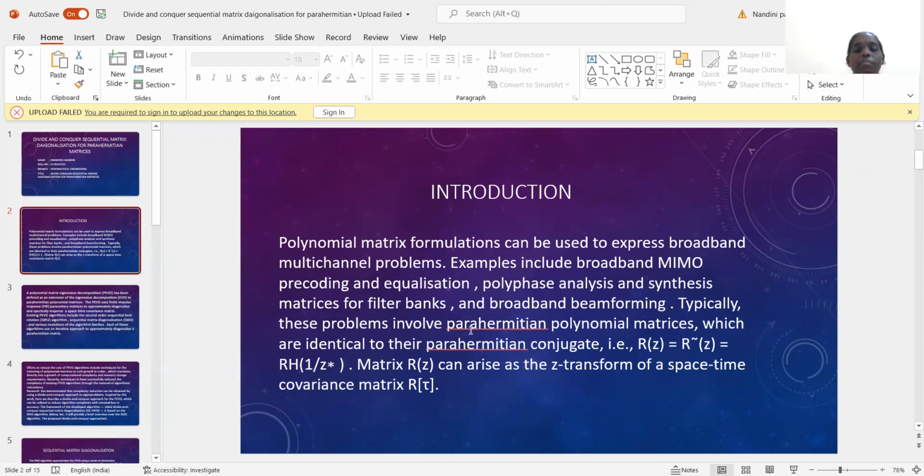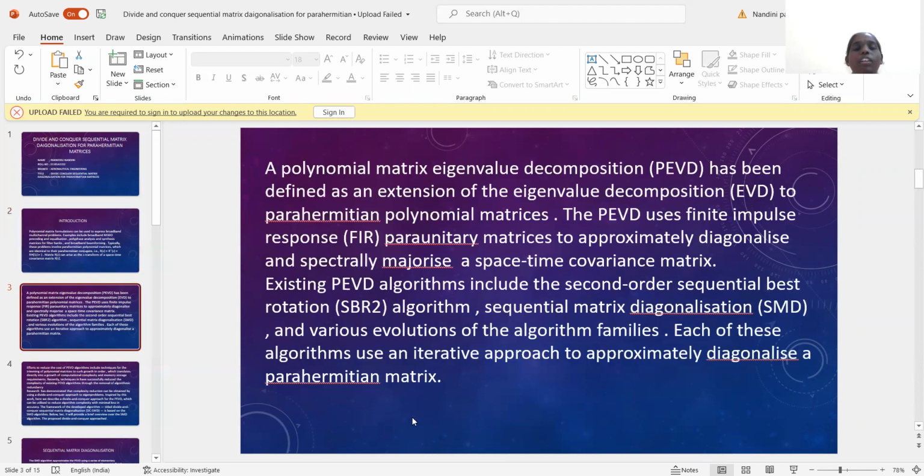The matrix R(z) can arise as the z-transform of a space-time covariance matrix R(τ). A polynomial matrix eigenvalue decomposition has been defined as an extension of the eigenvalue decomposition to para-Hermitian polynomial matrices.